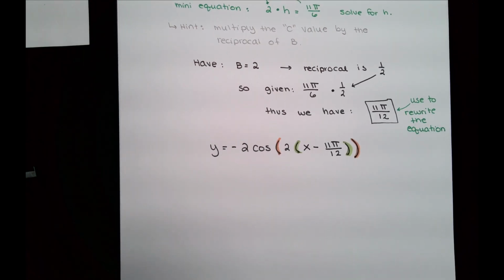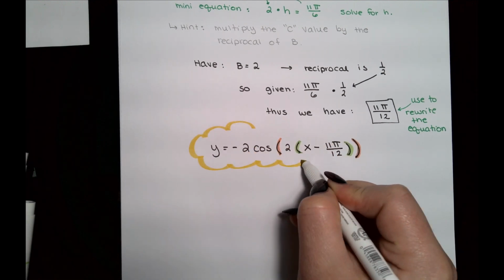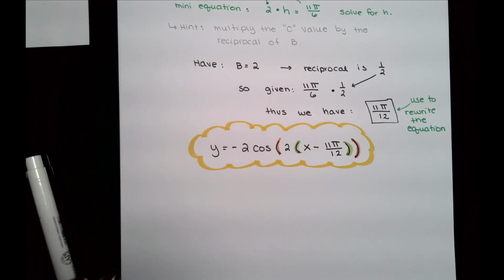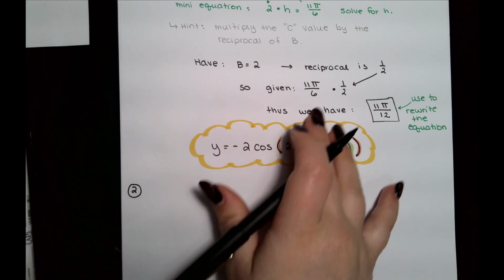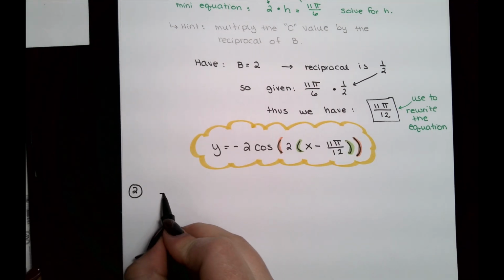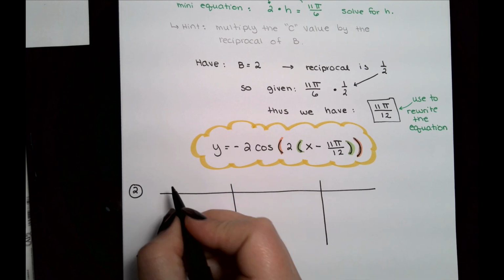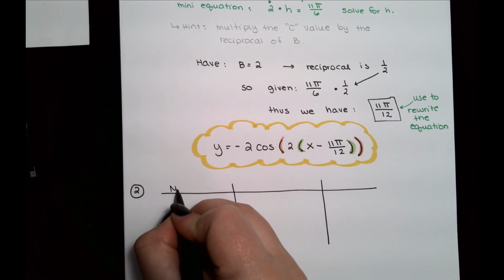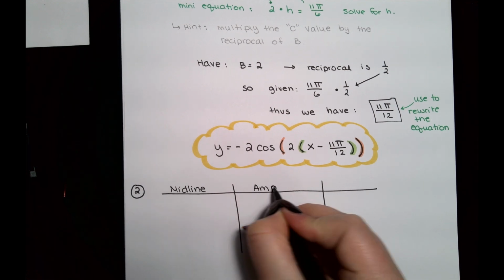Okay, once we have that, let's actually put that in a little thinking bubble, because this is important. This is what we want. We want to rewrite. From here, step number 2, we're going to move a little bit faster now. We do typically spend a little bit of time here. We're going to do a quick little, I was going to call it a T-chart, but just a table. We're going to identify the midline, the amplitude, and the phase shift.